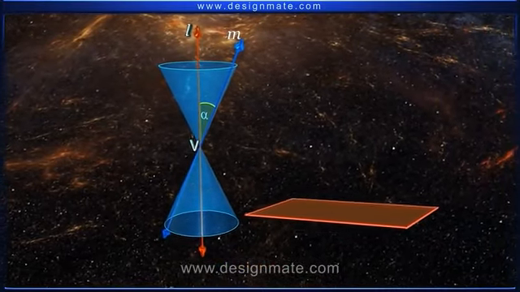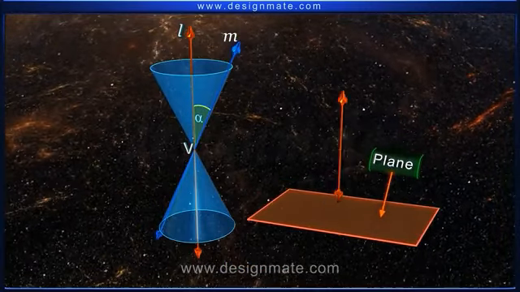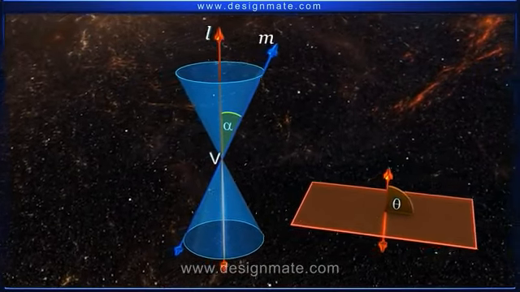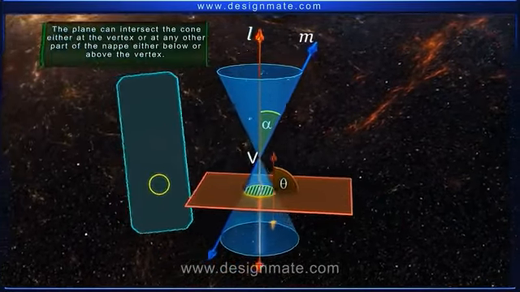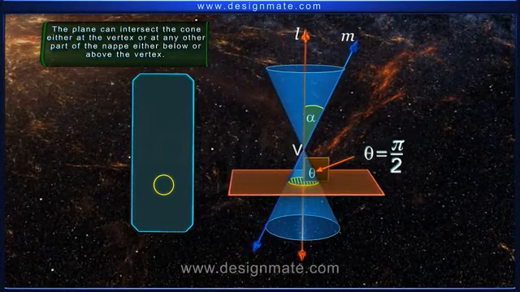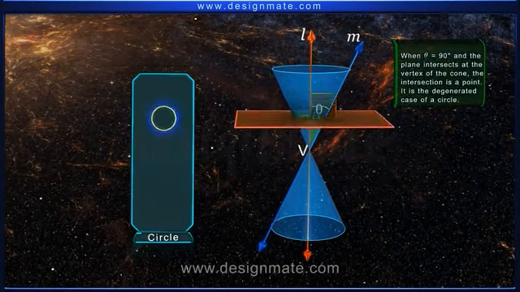Let us observe the shapes which we get when the plane intersects the double-napped cone. Let the plane be inclined to the axis of the cone at an angle theta. When the plane cuts the cone at right angles to its axis, that is theta is equal to pi by 2, a circle is formed.